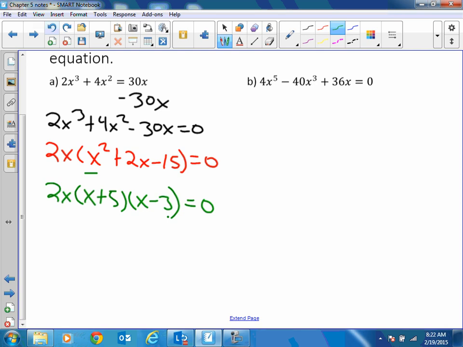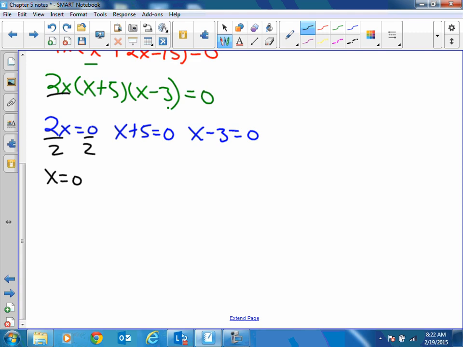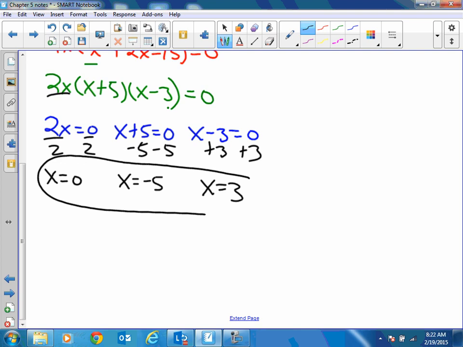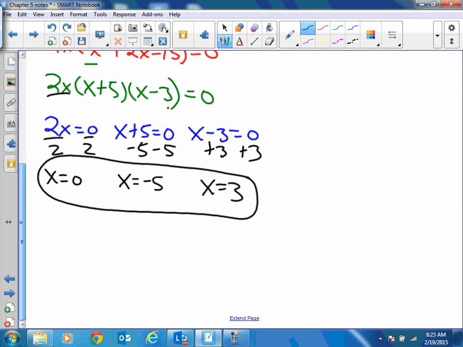We're going to set each of those parts equal to 0 and solve. Okay. So we're going to have 2x equals 0, x plus 5 equals 0, and x minus 3 equals 0. Okay. So when we solve each of those, we get 0 for the first one. Anything out in front, if it has an x in it, no matter what, it's going to be x equals 0 every single time. So if you just want to write that, you can. Otherwise, you can set equal to 0 and just solve it. The second one, you just subtract 5, x equals negative 5, add 3, x equals 3. So those are your 3 answers. Okay? You have 3 answers to this problem. x equals 0, x equals negative 5, x equals 3.